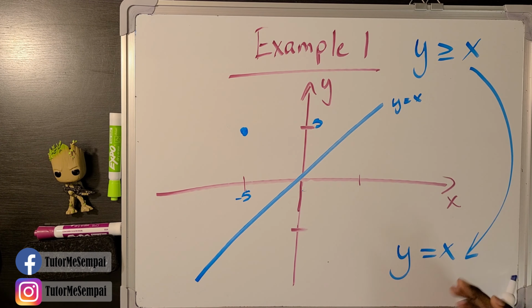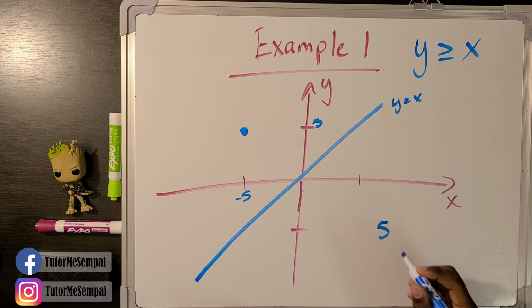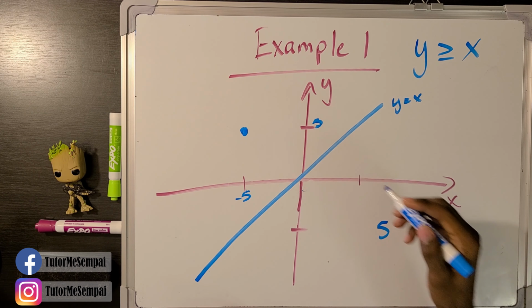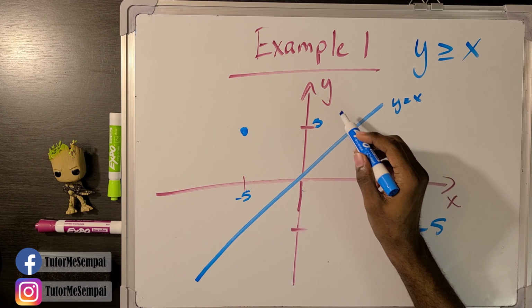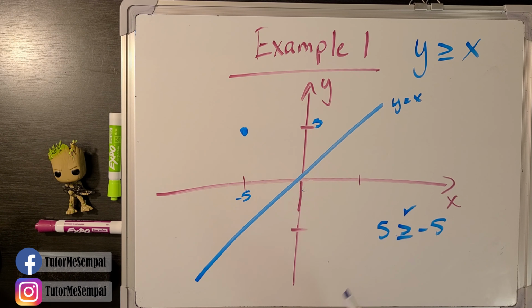Well, let's figure it out. So we have 5, right? Substitute for y, 5 is going to be greater than or equal to -5, which substitutes for x. Is that true? That is true. 5 is greater than or equal to -5. So that means everything on this side of the line is going to be true.